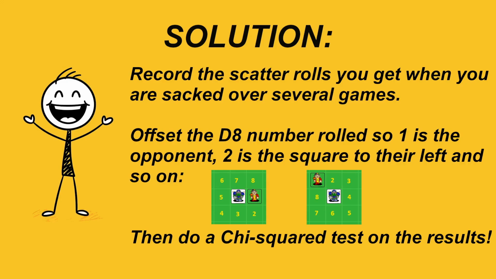You can then do a chi-square test on the results, but here you've got a D8, so you remember to use the degrees of freedom 7 instead of degrees of freedom 5, which is what you'd use for a D6.